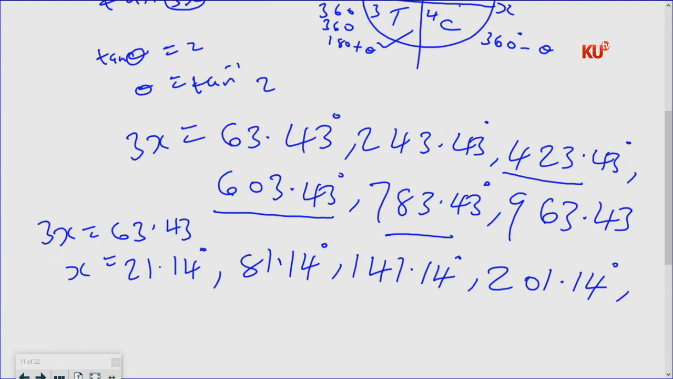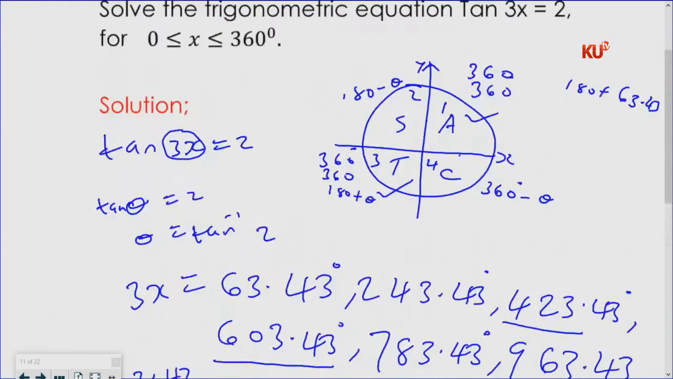You'll have 783.43. You divide by 3, you'll get 261. Remember we are still within our limits. So you'll get 261.14 degrees. And then finally, let's look at this. You have 963.43 divided by 3. This is giving us 321.14 degrees, of which this value is within the limits that we were given.